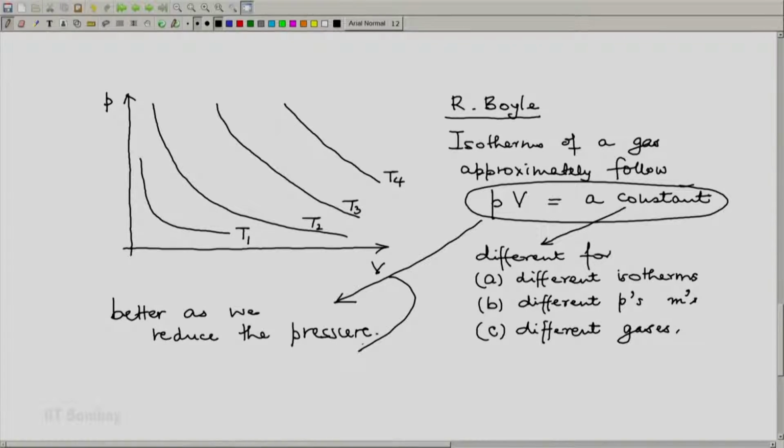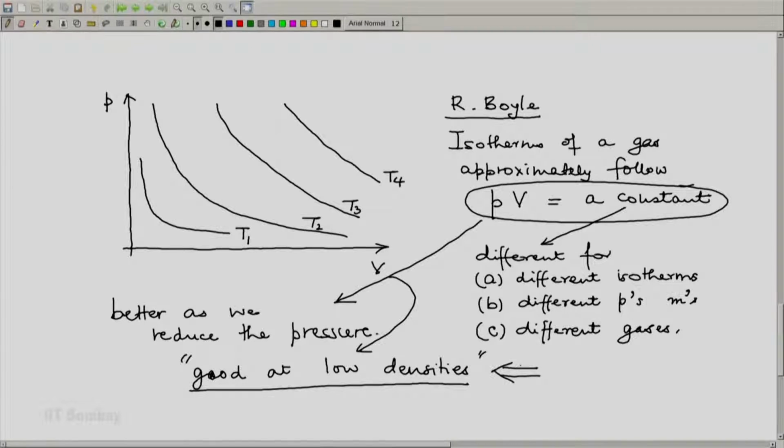That means this approximation is good at low densities of any gas. That at low densities the isotherms of a gas are representable by the relationship PV equals constant is known as Boyle's law.